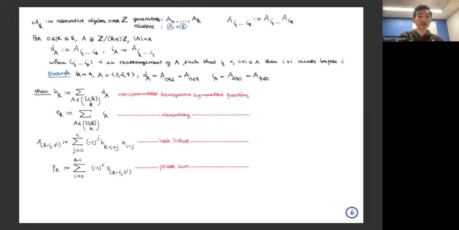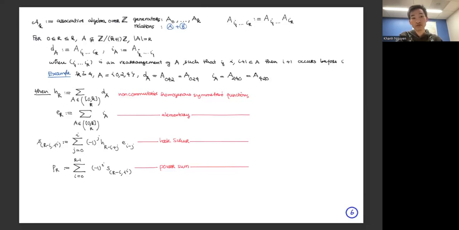And now let K be a non-negative integer, and A a proper subset of Z over K plus Z, such that the cardinality of A equals R. So I can define two elements, dA and IA. So D here means decrease, and I here means increase. So dA is given by this formula. A of i1 to iR, where i1 to iR is a rearrangement of A, such that if i and i plus 1 belong to A, then the index i plus 1 comes before the index i.